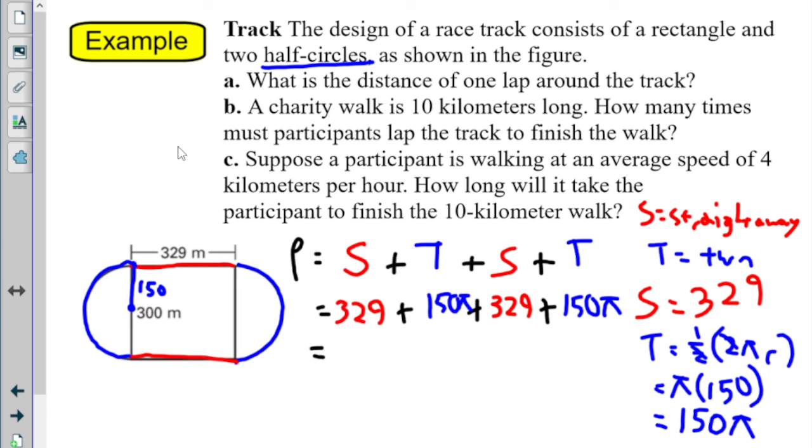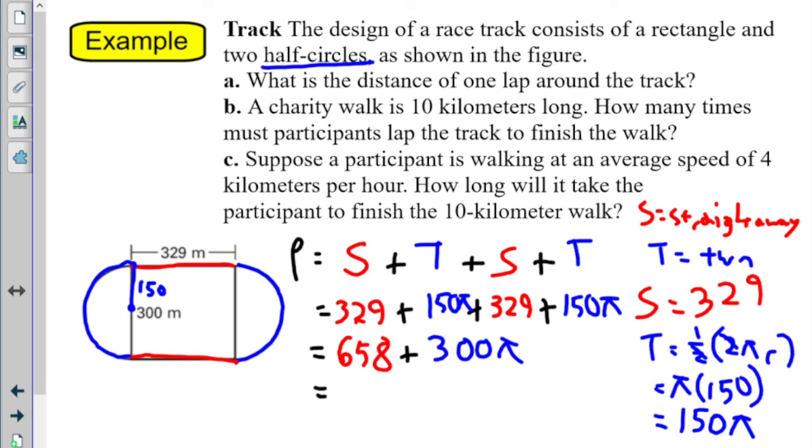All right, so if I wanted an exact answer and to leave it in terms of pi, I would combine my 329s, which would give me 658. And then separately, I would combine my 150 pi and 150 pi to give me 300 pi. So that's the exact answer. If you wanted to leave it in terms of pi and get an exact answer, that would be how you would leave it.